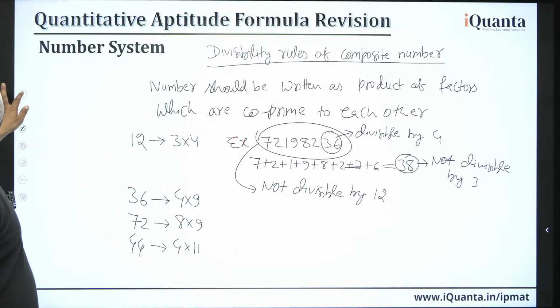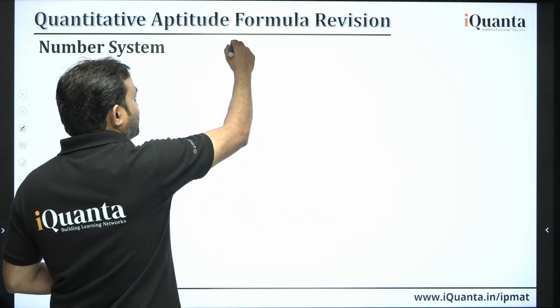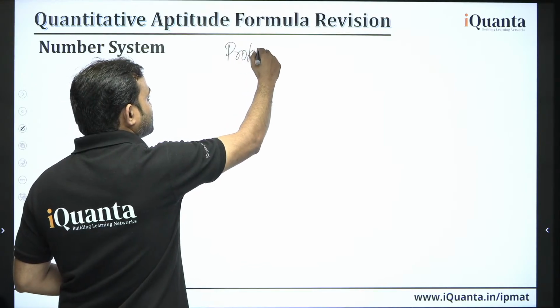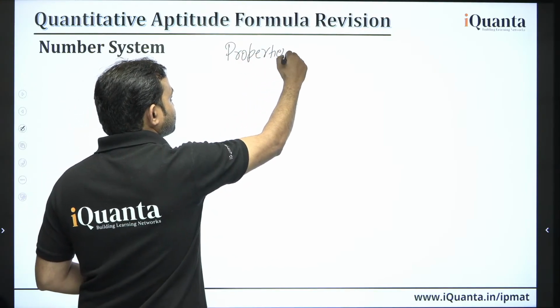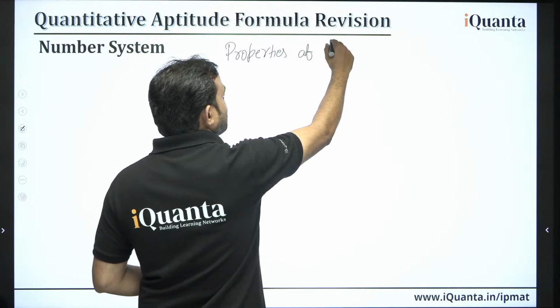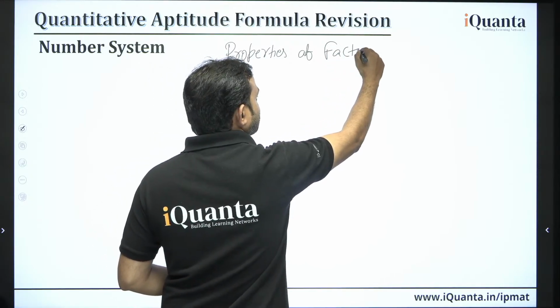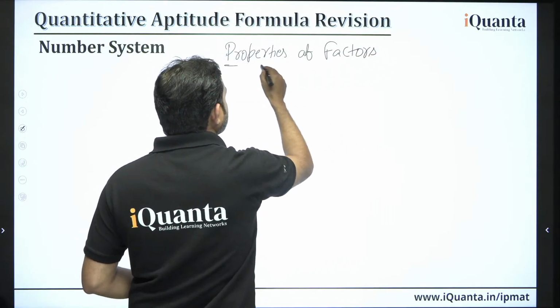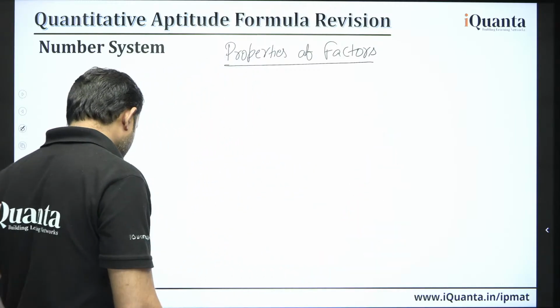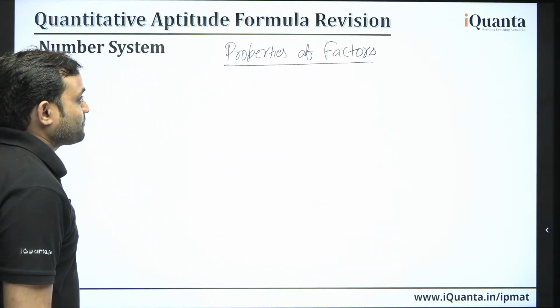So now we are officially done with divisibility rules. Now let's talk about factor theory or properties of factors. Properties of factors. है ना? So what do we know about properties of factors?